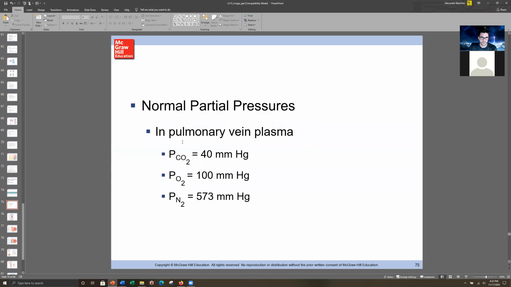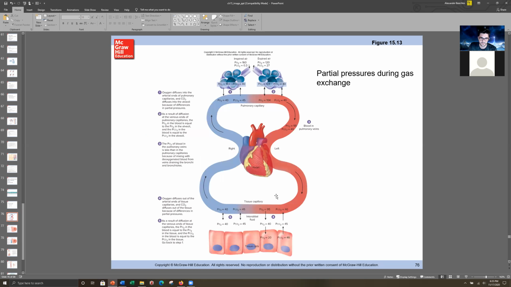Normal partial pressures in the pulmonary vein plasma. So pulmonary veins, again, are veins that are bringing blood back to the heart that are rich in oxygen and typically poor in carbon dioxide. So 40 millimeters of mercury of carbon dioxide, 100 of oxygen, and roughly 573 of nitrogen.